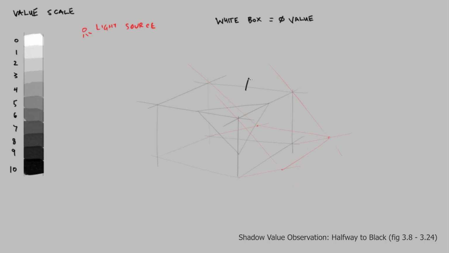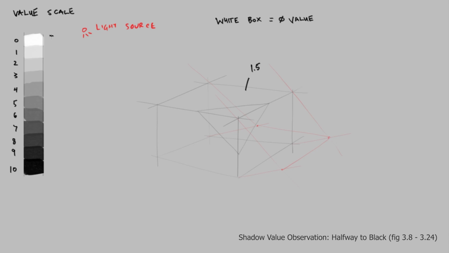Starting off with assigning values, this cube is going to be a white box, so that would be a value of 0 according to my value scale here. And you notice I wrote 1.5 and might be wondering, a white box has a value of 0, not 1.5.